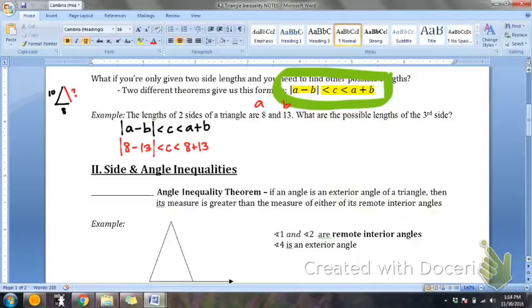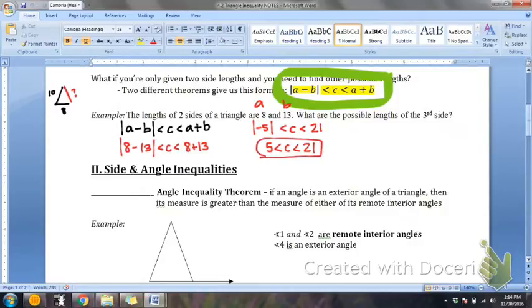Okay, so 8 minus 13 is negative 5, right? It's still in my absolute value bars. 8 plus 13, Josh? 21. And what's the absolute value of negative 5? Just 5. Thank you, Emily. So I have 5 less than C less than 21.